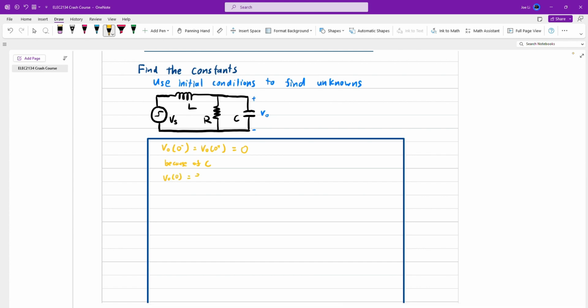It's going to equal e to the power of negative alpha times 0, times B1 cosine omega d. What's omega d? I don't know, but I don't really care because it's turning into 0 anyways. Plus B2 sine omega d times 0, plus 5. Now cosine 0 is 1. We get e to the negative 0 is 1. So we get B1. Sine 0 is 0, and then we get plus 5. So 0 equals, so we end up with B1 equals -5.